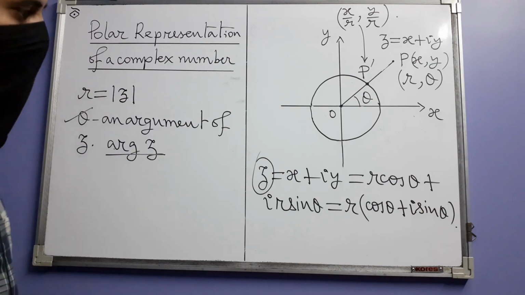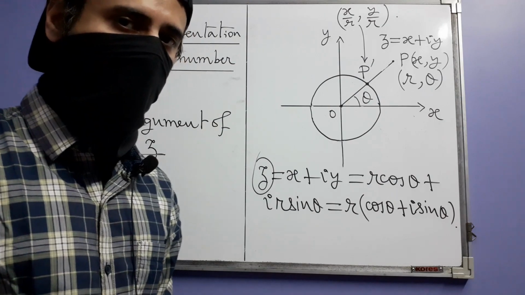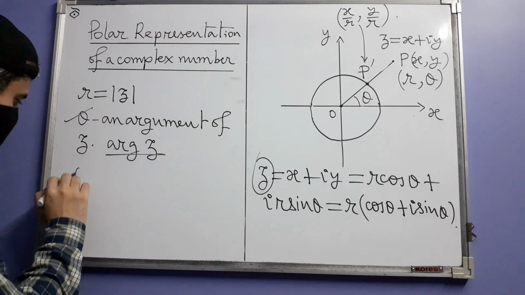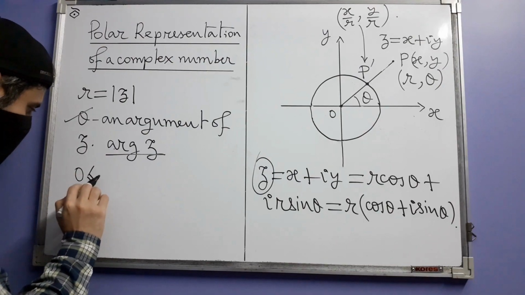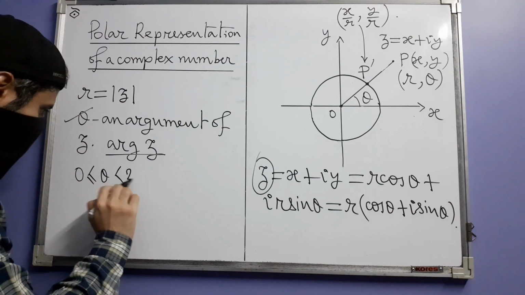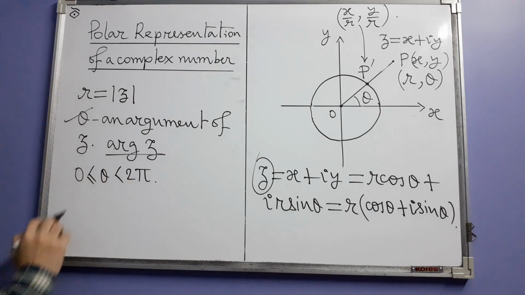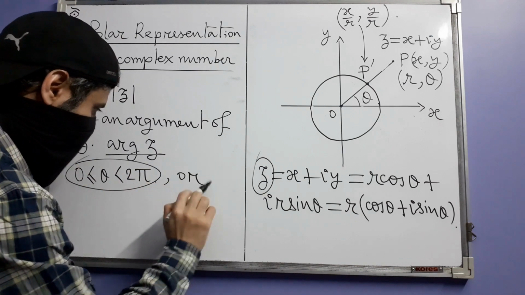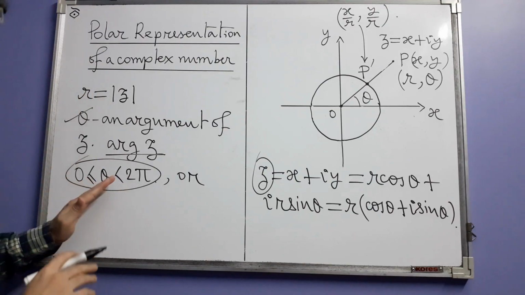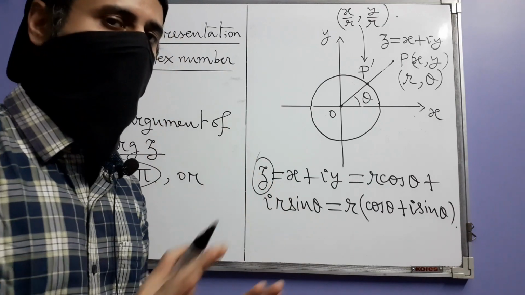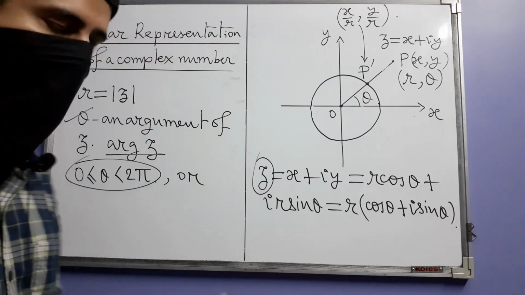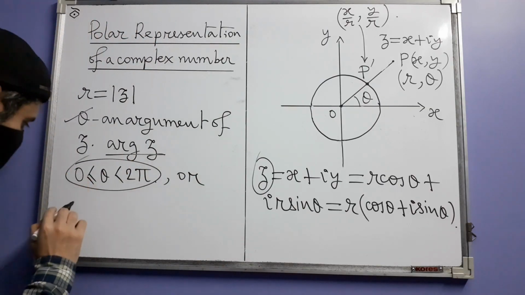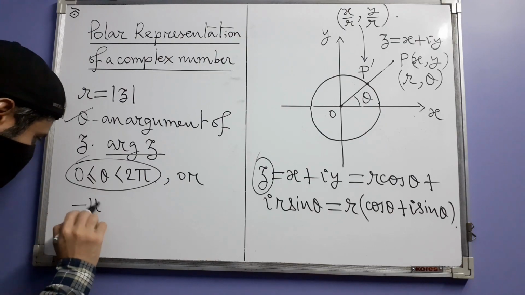Now in order to have uniqueness, you can either put this restriction on theta, you can require theta to be non-negative and less than 2 pi, or if you put this restriction, then you will get only one value of argument. Okay, so that way you can get uniqueness. Another restriction is this.